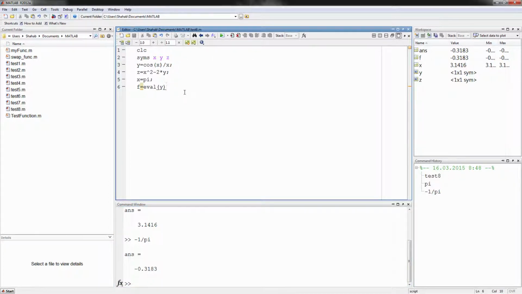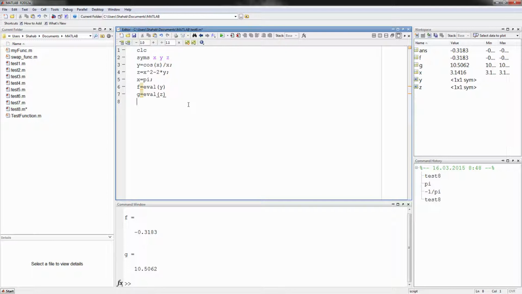Now let's see what is the value of z. Let's call this one g is equal to eval z, and if we run it, we will get the value. So we know what x is, the value of y has been calculated in here, and now I am putting the value of y that was calculated before, the value of x which was pi, and I'm calculating the value of z. So we have seen how we can evaluate a function by giving some input variable.